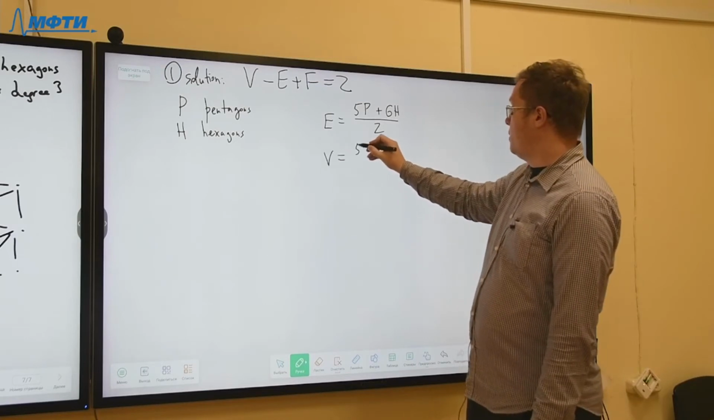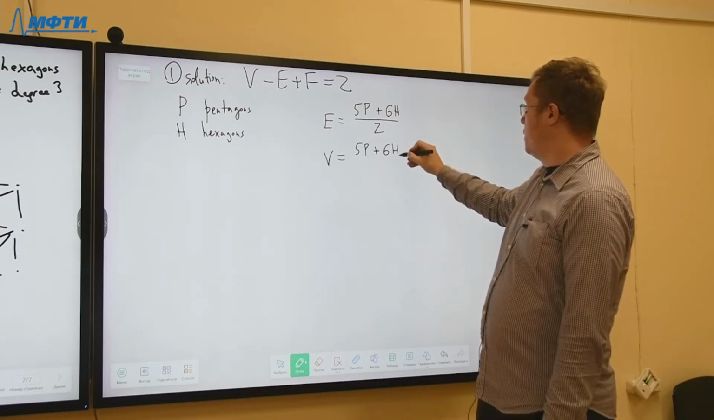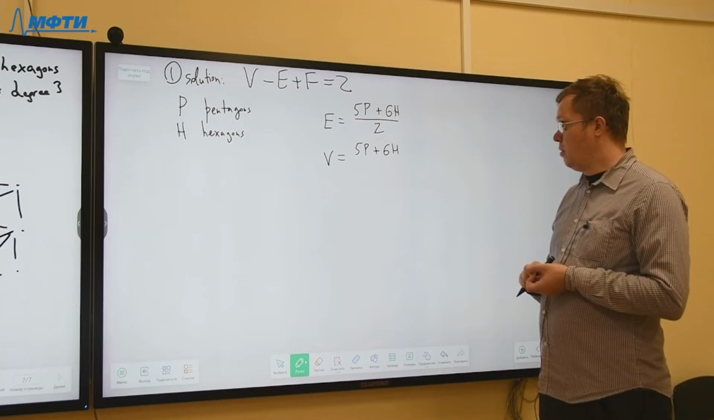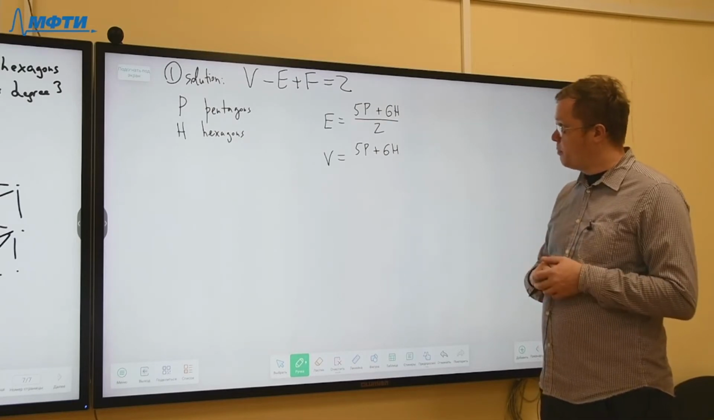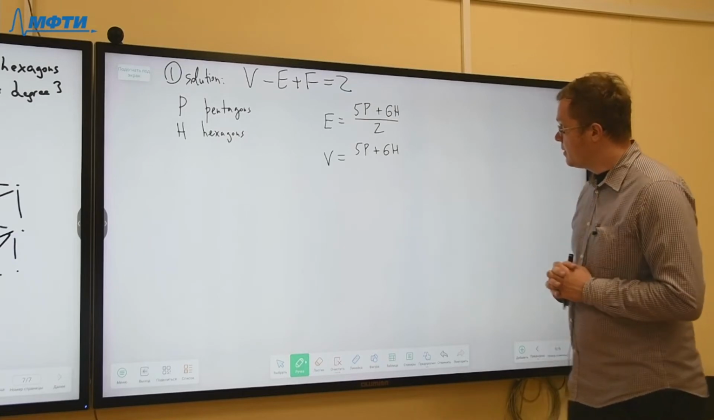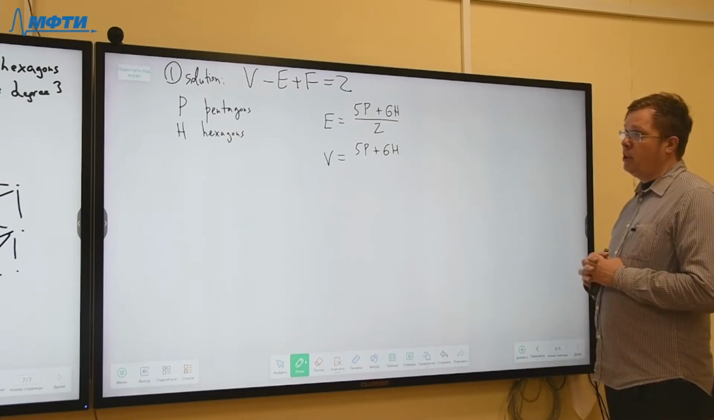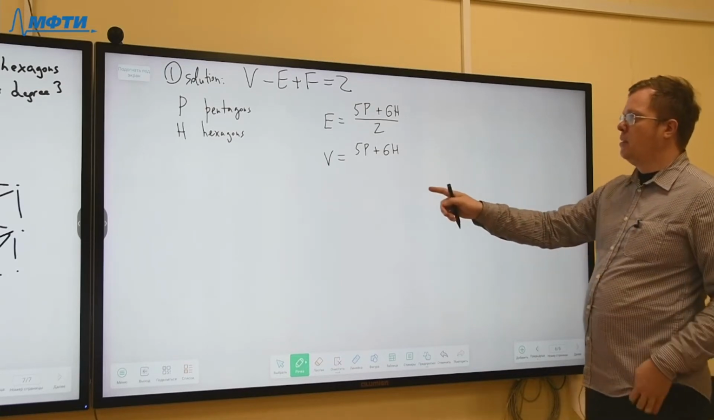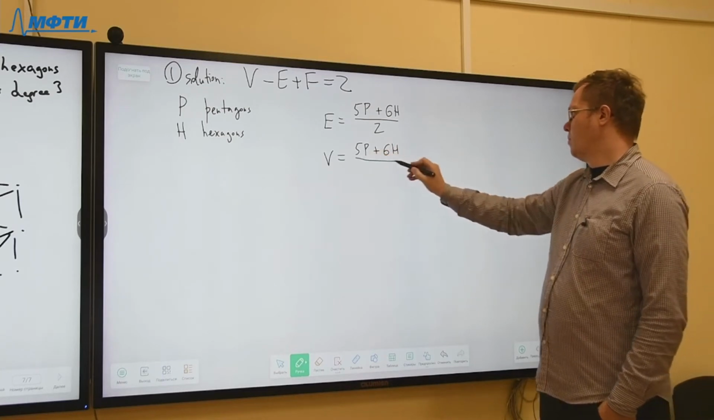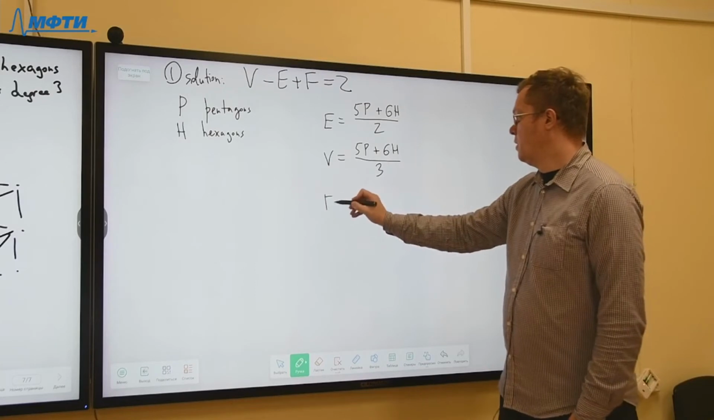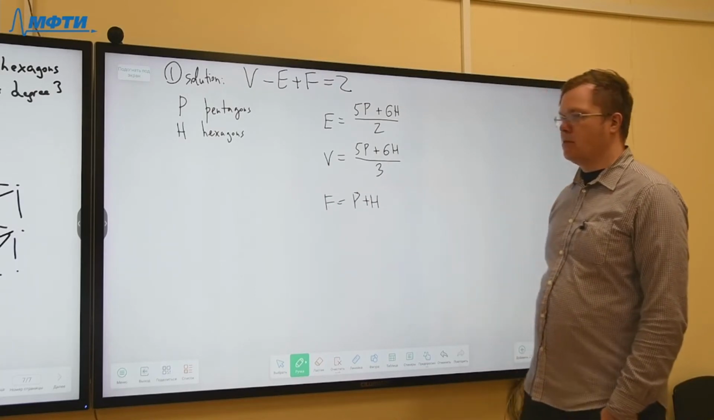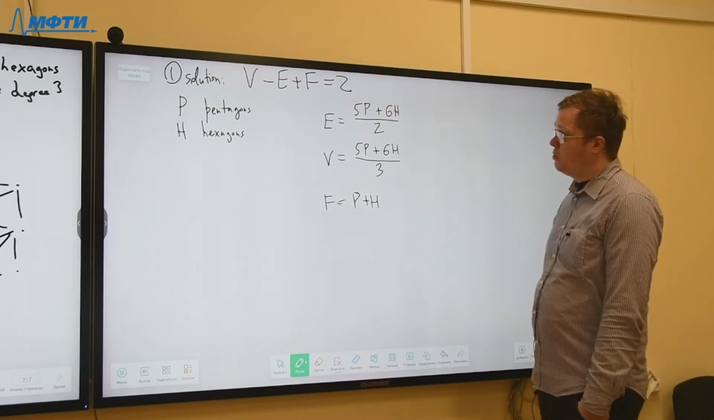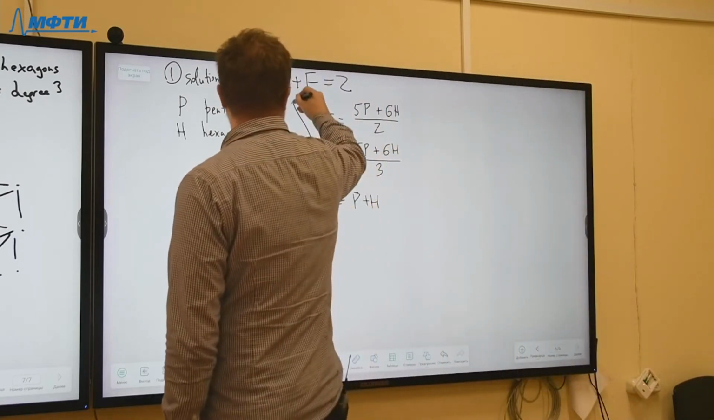What about the number of vertices? Again, we calculate the number of vertices in each face. Each face contains 5 vertices for a pentagon or 6 vertices for a hexagon, and then we need to divide over 3 because each vertex has degree 3. And the number of faces is just the number of pentagons plus the number of hexagons.